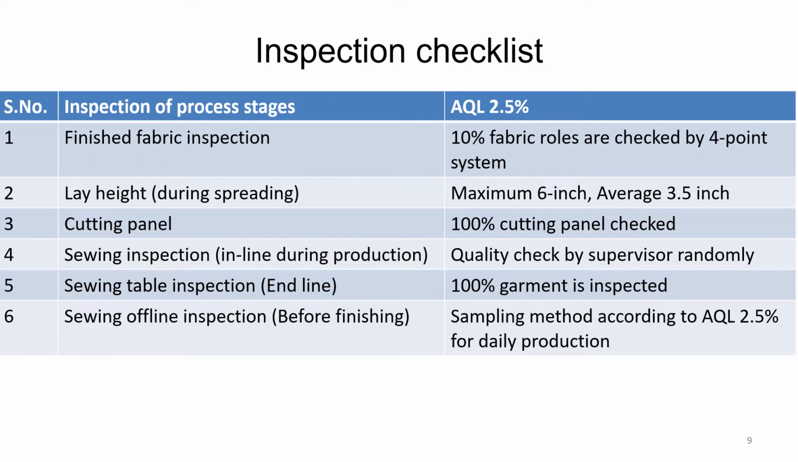First being finished fabric inspection. So finished fabric is, let's say, a fabric that is dyed or printed. So a dyed or a printed fabric is the finished fabric. Now that is what will be sent to the production department for production. So before sending it for production, it has to be inspected. Generally what is done is that if there are 100 rolls of fabric, then 10% of the fabric rolls are checked using the 4-point system. The 4-point system is something which has been discussed in the previous sessions.